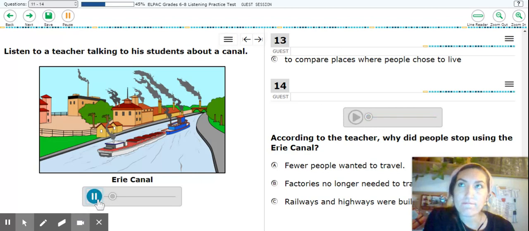Our new topic is a famous canal that was built in New York during the 19th century, also known as the 1800s.